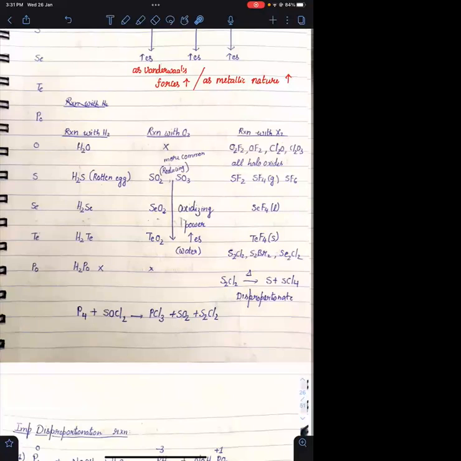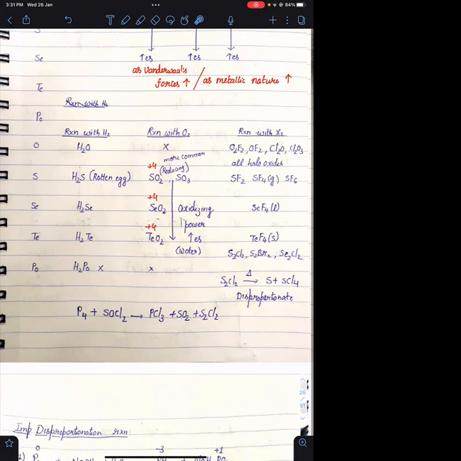Okay, what is meant by oxidizing power? Kud kya honge? Reduce. Reduce honge? If they are reducing, what will happen to their oxidation states? Yahan pe oxidation state selenium ka +4 hai. Okay, +2. This is also +4. This is +4. This is +4. Polonium can discuss nahi kar raha hun. Down the group, what happens to the stability of higher oxidation state? Decreases. And the stability of lower oxidation state increases.